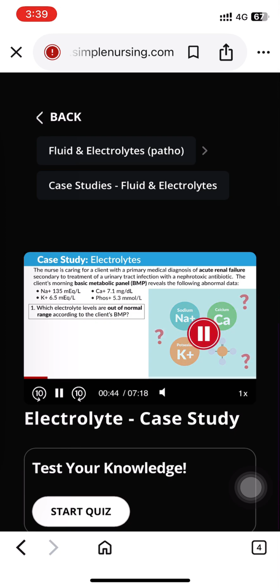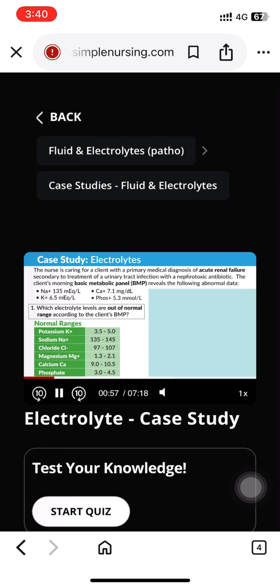So go ahead and pause the screen and try your best to answer the question in about 60 seconds or less. All right, so let's break this question down and let's see which values are out of normal range here. So as stated before, you should write down and write out these normal values at least 10 times per day the week of your exam so that you can memorize them. All right, so here we go.